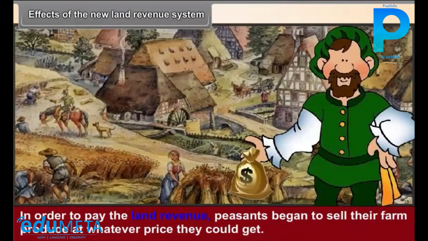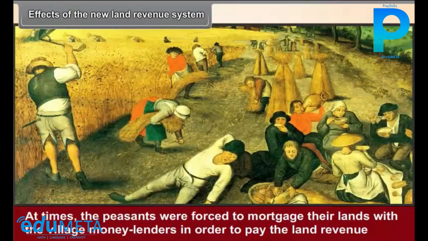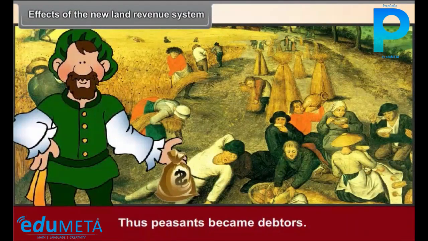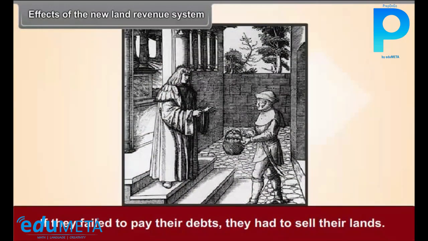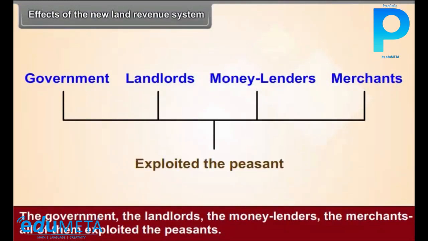In order to pay the land revenue, peasants began to sell their farm produce at whatever price they could get. Traders and the middlemen began to buy agricultural produce at an unreasonably low price. At times, the peasants were forced to mortgage their lands with the village money lenders in order to pay the land revenue. Thus, peasants became debtors. If they failed to pay their debts, they had to sell their lands. The government, the landlords, the money lenders, the merchants, all of them exploited the peasants.